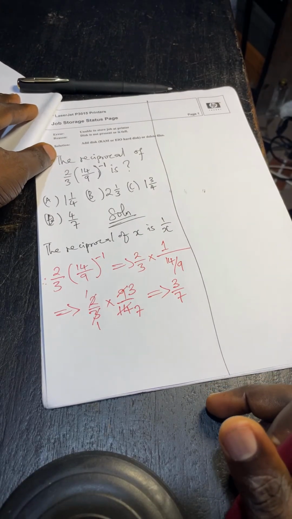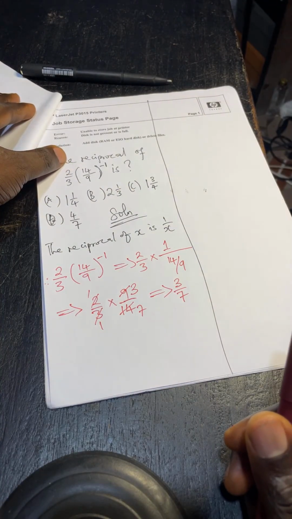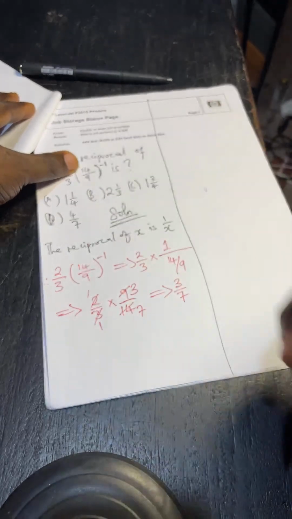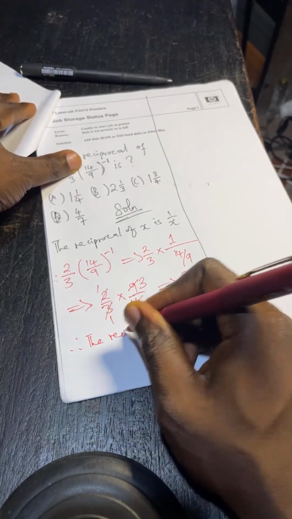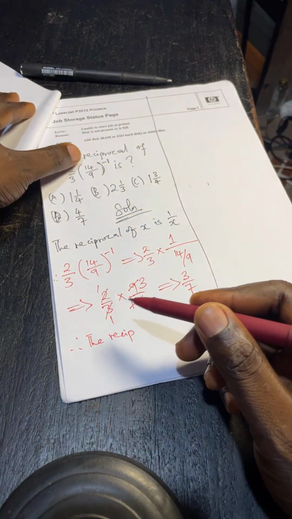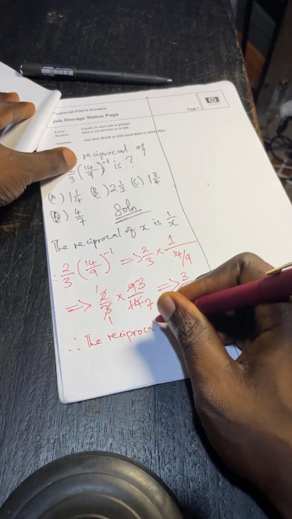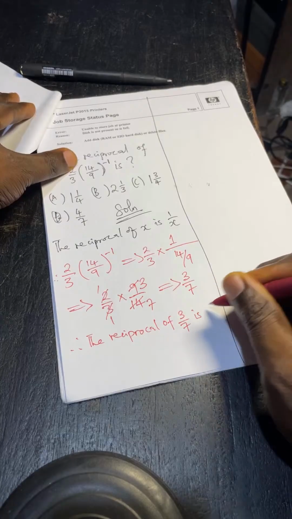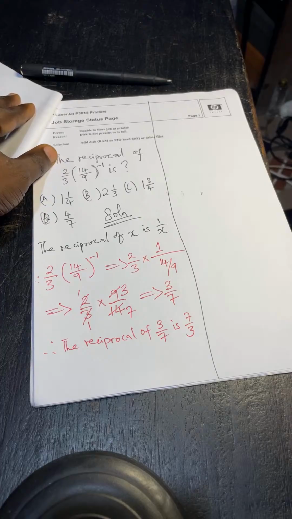Are you saying 3 over 7? That is the resolution of this question, but that does not mean it is the answer. It is not the answer. Are you seeing it? Okay. Now you say, therefore, the reciprocal, because we have been able to simplify this given stuff to get this answer. Therefore, the reciprocal of 3 over 7 is 7 over 3. Are you seeing it now? So that is the answer.